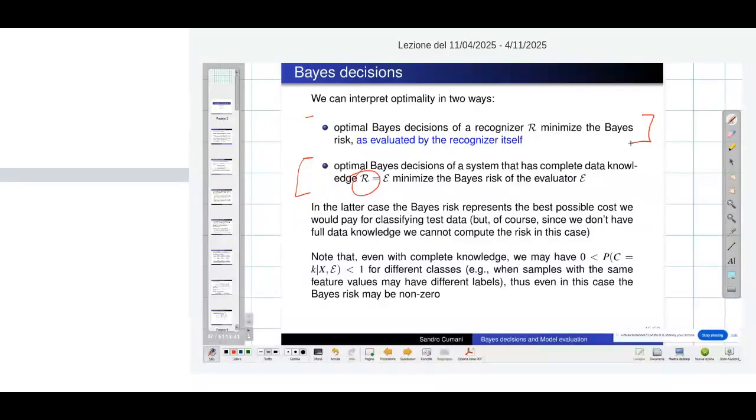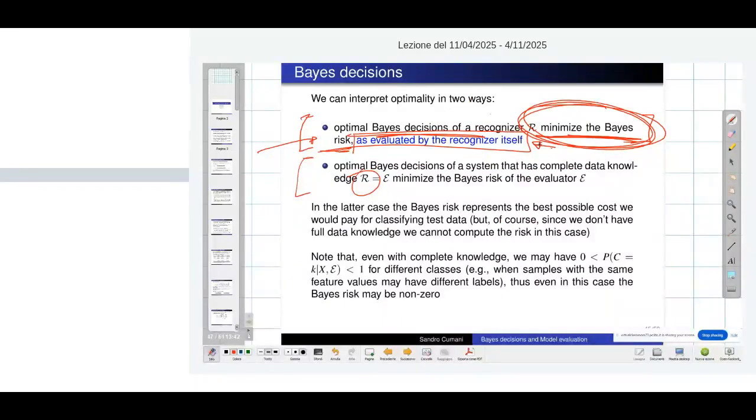But we can also interpret it in another way. Optimal bias decisions are optimal in the sense that they minimize the bias risk when the bias risk is not evaluated by this evaluator E, but by the recognizer himself. So if the recognizer assumes that his knowledge is the best knowledge that you can have of the data, and you assume that the recognizer itself is the one who will evaluate the bias risk, so we use the recognizer distribution on the data to evaluate the empirical bias risk, optimal bias decisions are also optimal in the sense that they minimize the bias risk as the recognizer would evaluate it.